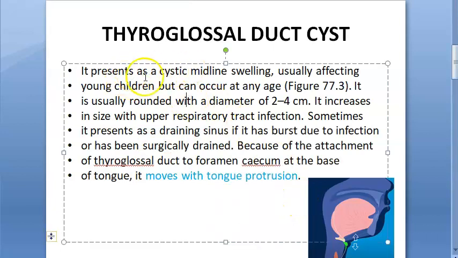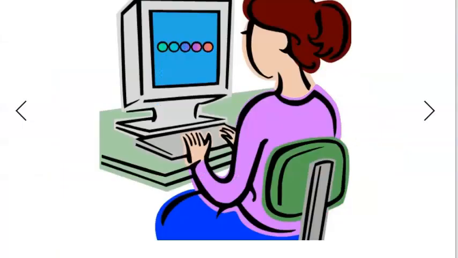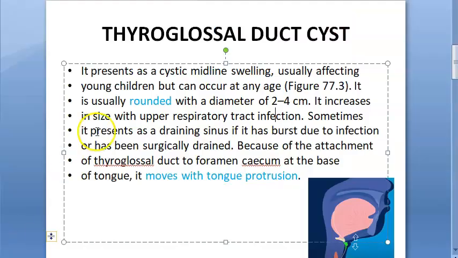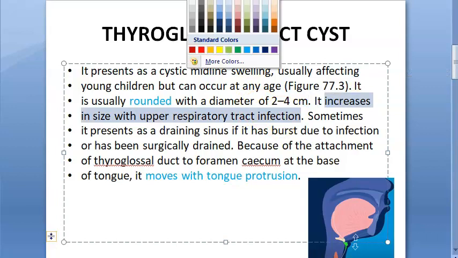So basically what is this? It presents as a cystic midline swelling, usually affecting young children, but it can occur at any age. It is usually rounded, okay. It increases in size with upper respiratory tract infection. So whenever there is infection, let us say this person has an upper respiratory tract infection, right? So that time what can happen? This duct cyst can increase in size. Okay, so it increases in size with any respiratory tract infection. That's another point you have to know.